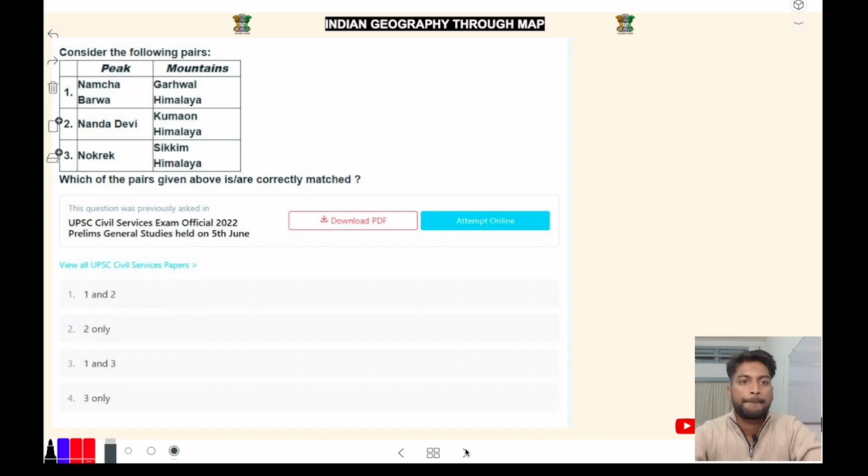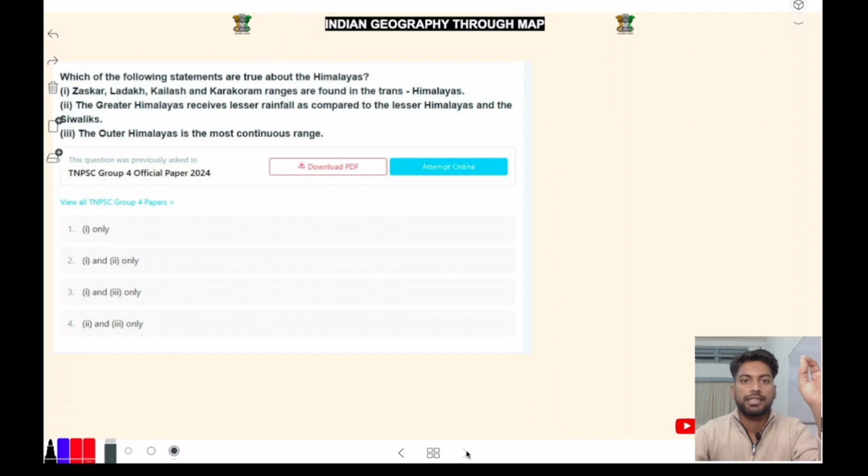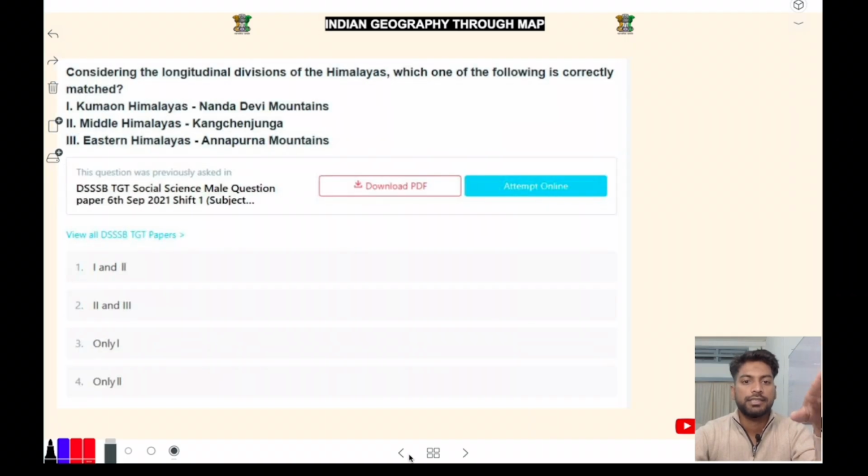Next. You can solve this question. Okay, Nokrek, I'll just suggest Nokrek. Nokrek is in Meghalaya, and Meghalaya is not part of the Himalaya. Remember that. You solve all the questions. I'm just done with the last question and this question, and write the answer in the comment section.